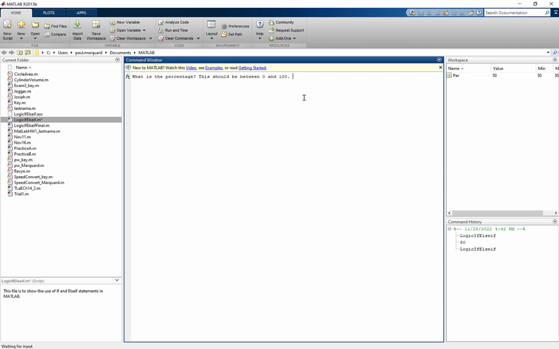We always like to check to see how things are going. So my percentage is 50, my attitude is 3. Okay, and you can see ATT up here in the upper right workspace has a value of 3. So we're good to go there.